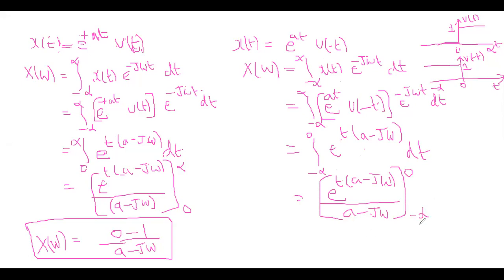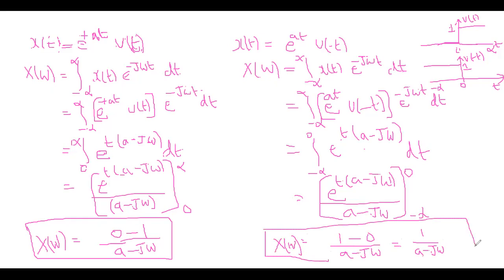Upper limit is 0, lower limit is minus infinity. By substituting the upper limit, e power 0 is 1, minus the lower limit, e power infinity is 0, whole divided by a minus j omega, which is equal to 1 by a minus j omega. That is 1 by a minus j omega as X of omega, the Fourier transformation of e power at mu of minus t and e power at mu of t.